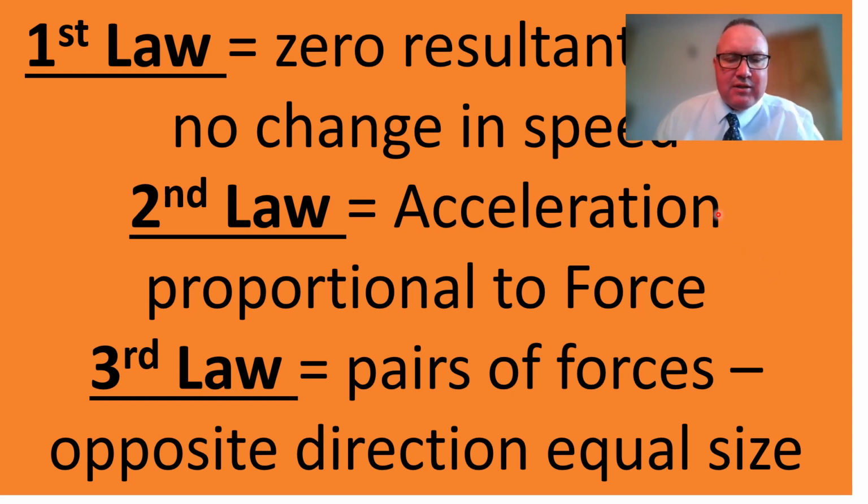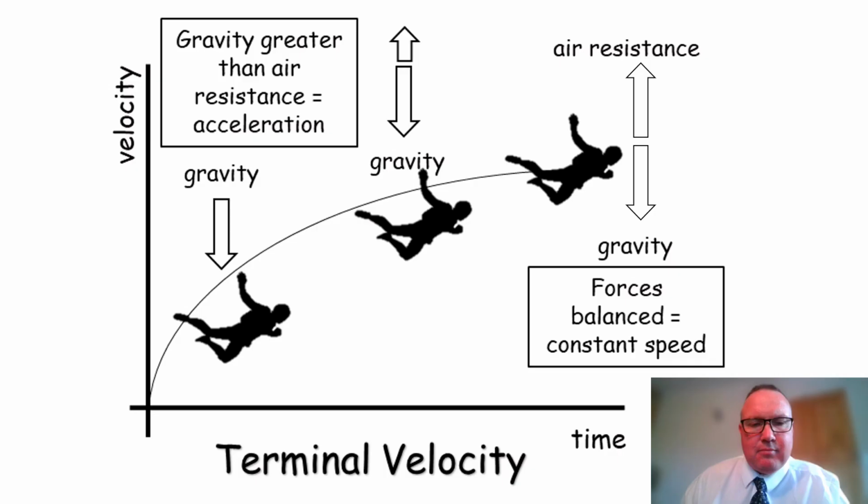Newton's first law says a zero resultant force means there's no change in speed. Newton's second law says the acceleration of an object is proportional to the force you push or pull it with. And Newton's third law says that forces make pairs of equal size and in opposite directions.